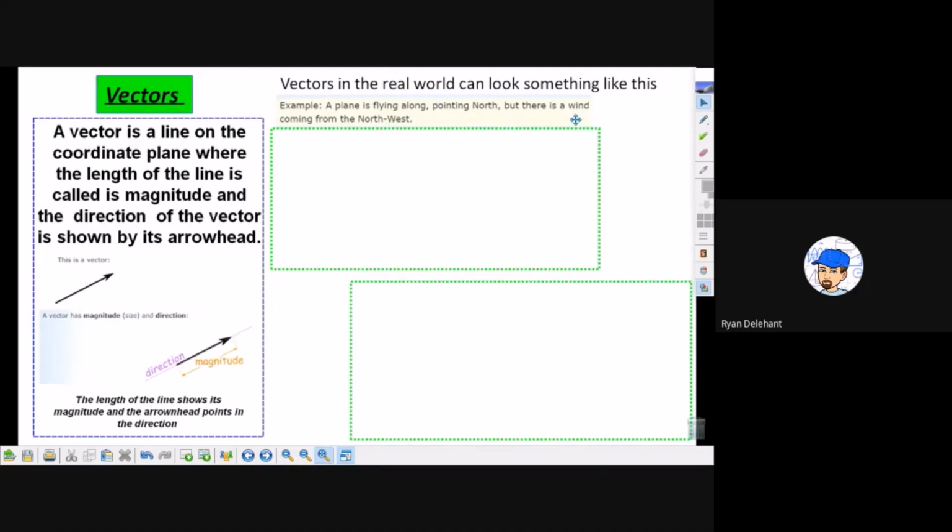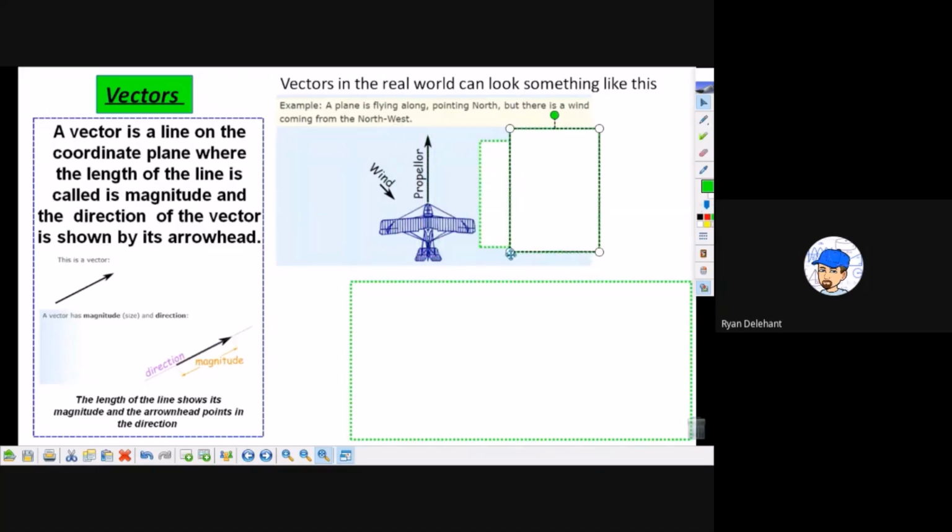So where you would see something like this, or where you would think of this in the real world, a plane is flying along, flying north, okay? But there's wind coming from the northwest. So that looks something like this. Right? The propeller on the plane is forcing it, and we always say north is up on a paper, forcing it straight upward, right? But there's some wind blowing on this plane.